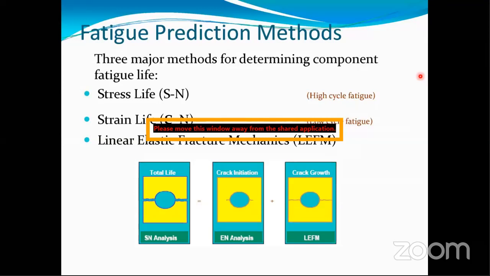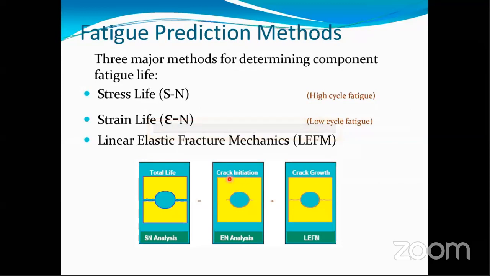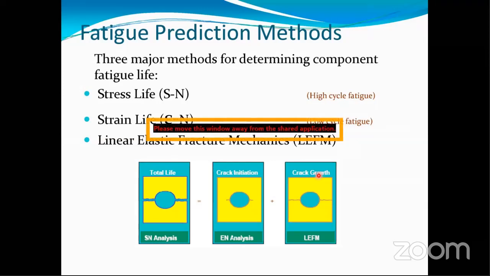So if we say total life, that is stress life approach, we can say that it is a combination of strain life approach plus LEFM. That is, total life is nothing but cycles taken for crack initiation, which will be covered under strain life approach, plus cycles taken for crack growth to threshold value, meaning greater than threshold value, where the crack propagates to failure. That is LEFM. So total life can be treated as sum of crack initiation plus crack growth.